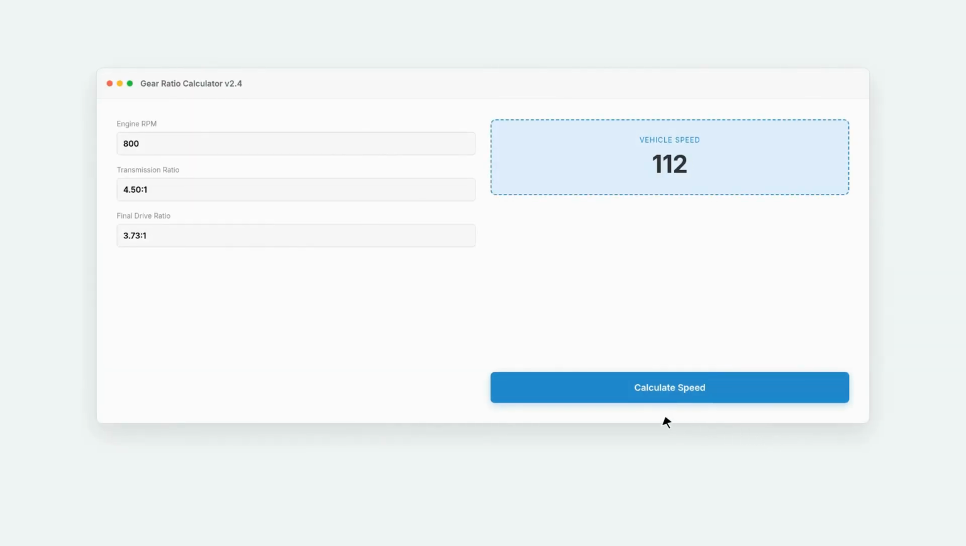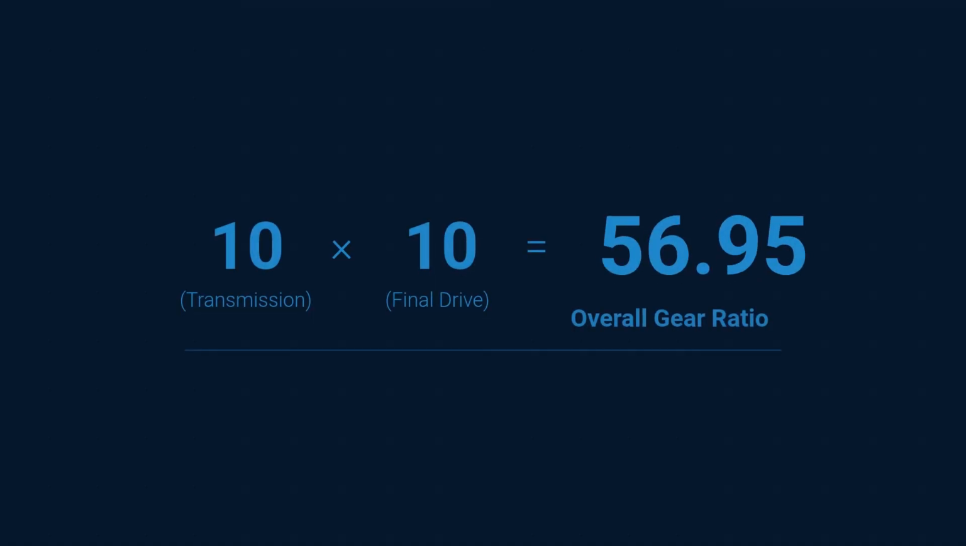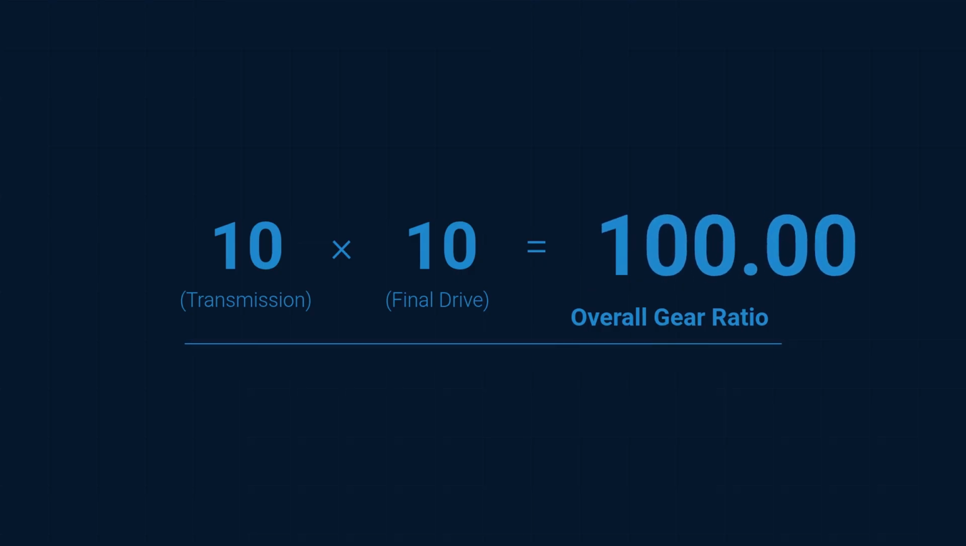The vehicle speed is 0.0 mph. This extremely low speed makes sense given our very low RPM and high gear ratios. The overall gear ratio is 100:1, which is the product of our transmission and final drive ratios.